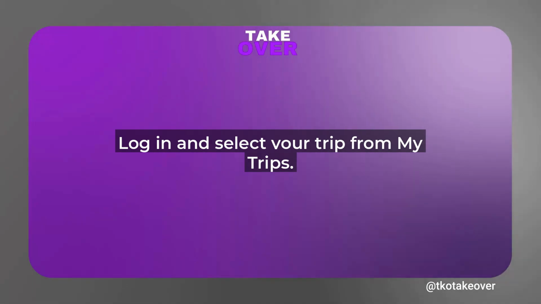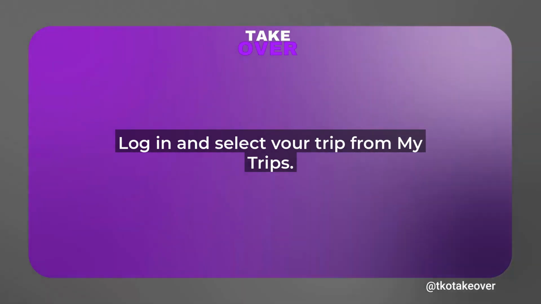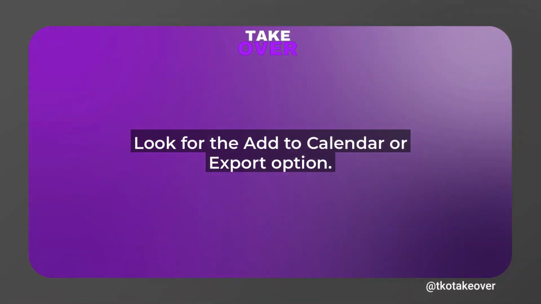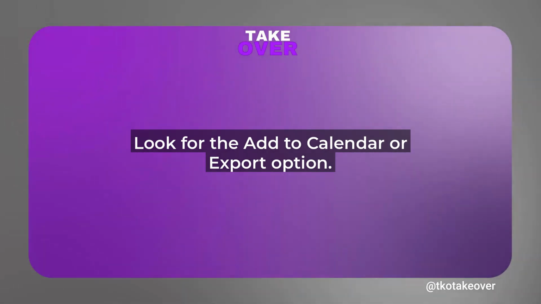First, make sure you have the Expedia app installed on your iPhone. If not, open the App Store, search for Expedia, and download it. It's free and straightforward. Once installed, launch the app and log into your account. If you're new, sign up quickly to access your trips.